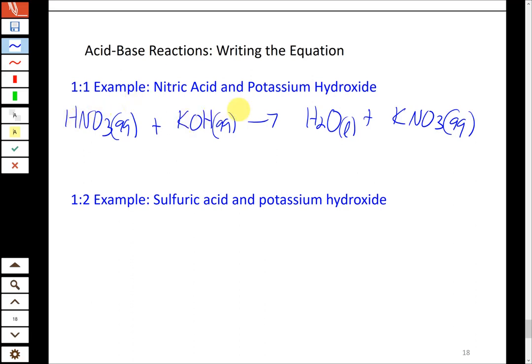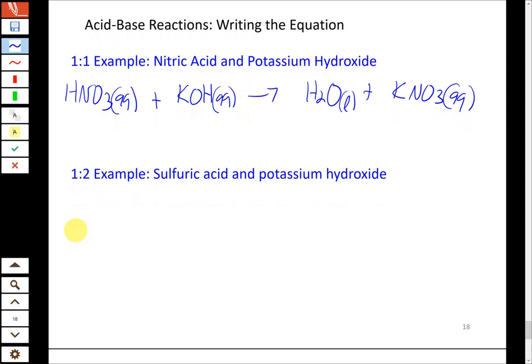And again, just like precipitation reactions, the coefficients for acid-base reactions tend to be pretty small. Not always ones, but ones, twos, maybe threes at the most in the worst cases. All right, let's do one for another strong acid, strong base combination, but this time we will have coefficients involved.